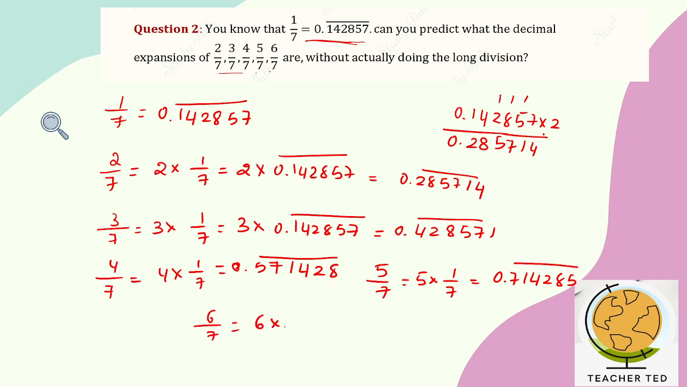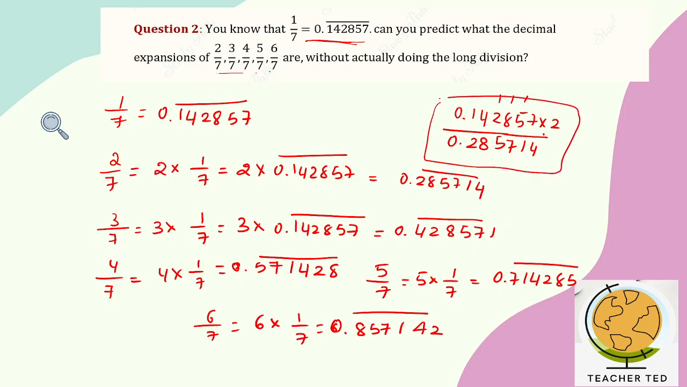We can write 6 over 7 as 6 into 1 by 7. So the answer for this question is 0.857142 whole bar. I hope all of you understood. So remember to multiply the answer. You can see here without actually doing the long division, we get the answers like this.